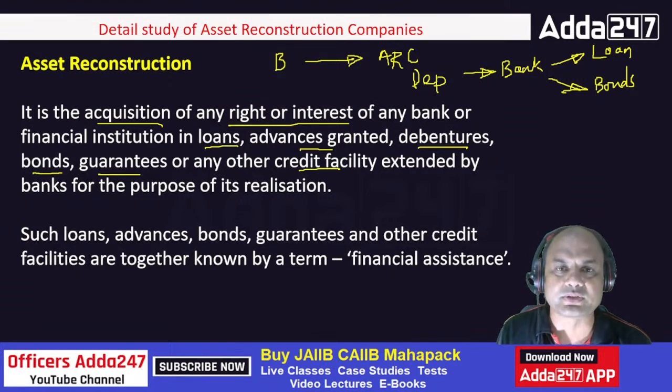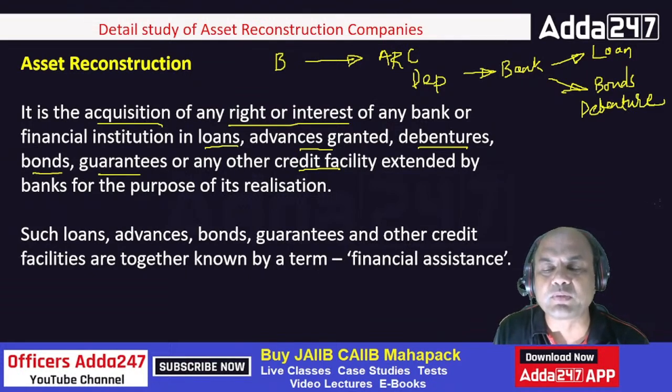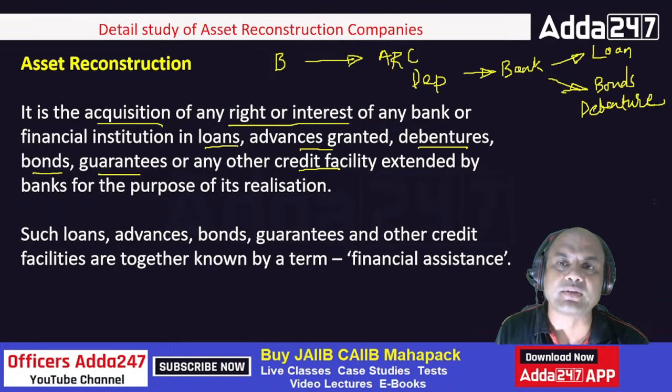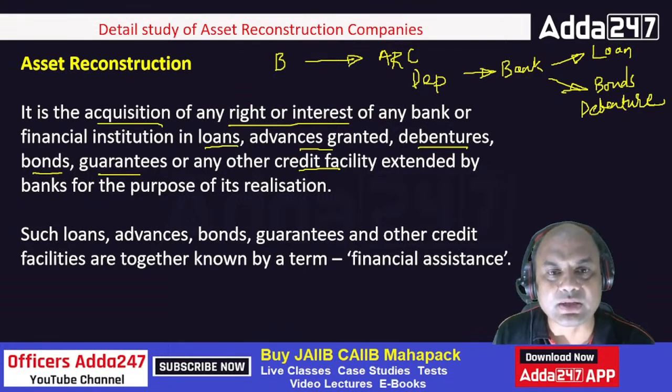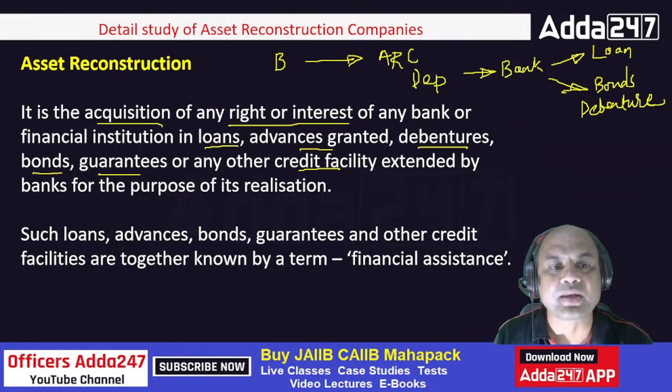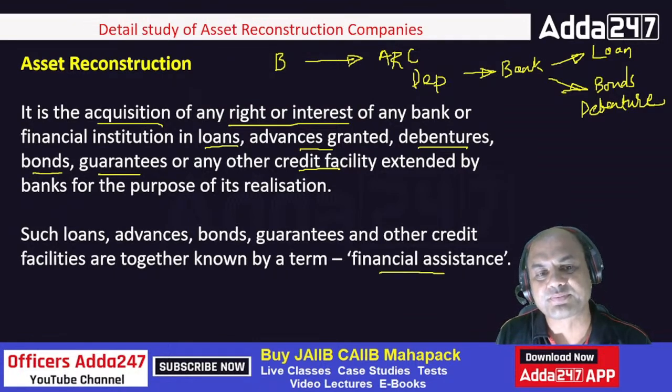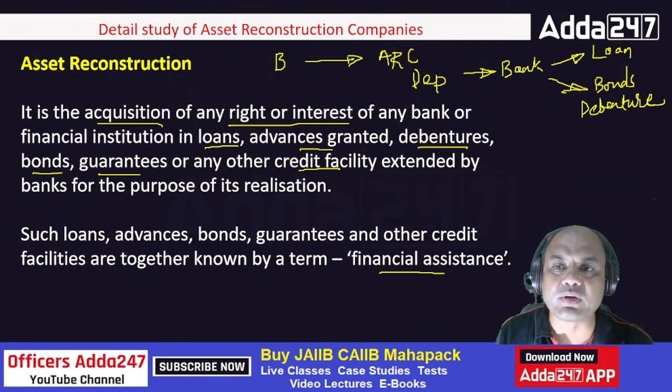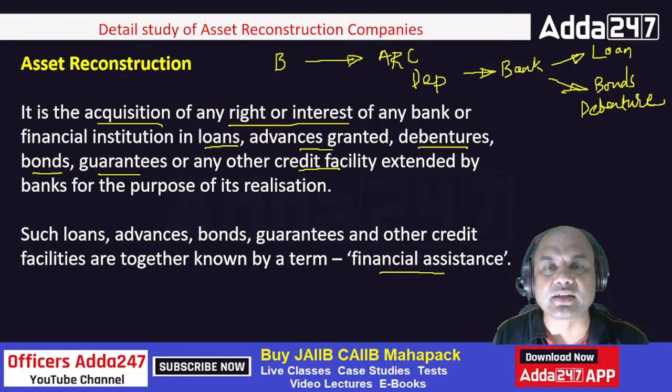Debenture we call it in bonds, private bonds. So I can invest in these bonds or debentures, both of them. Now, after all, what is happening? Even if I invested in bonds, after all, I'm giving money to somebody. So whenever I'm giving money to somebody, it's a type of credit facility extended by the banks for the purpose of its realization. Such loans, advances, bonds, guarantees, and other credit facilities are together known as financial assistance. So all these things, bonds, loans, this is known as financial assistance.